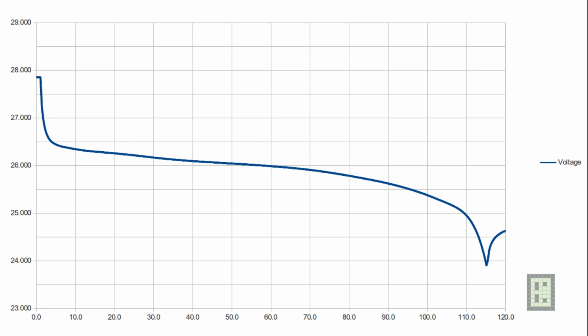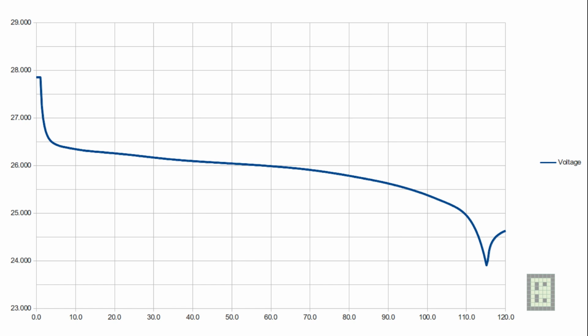And what you see here is the discharge curve. The voltage discharge of the battery at 0.5C. So it seems a pretty typical curve for a lithium iron phosphate battery, so there is nothing special about this one.